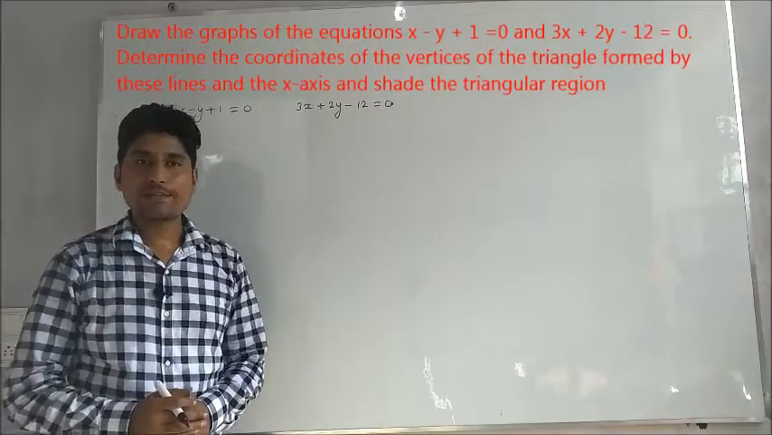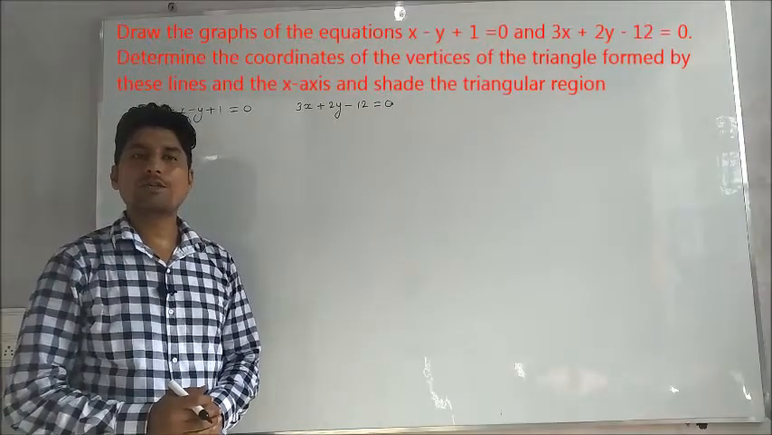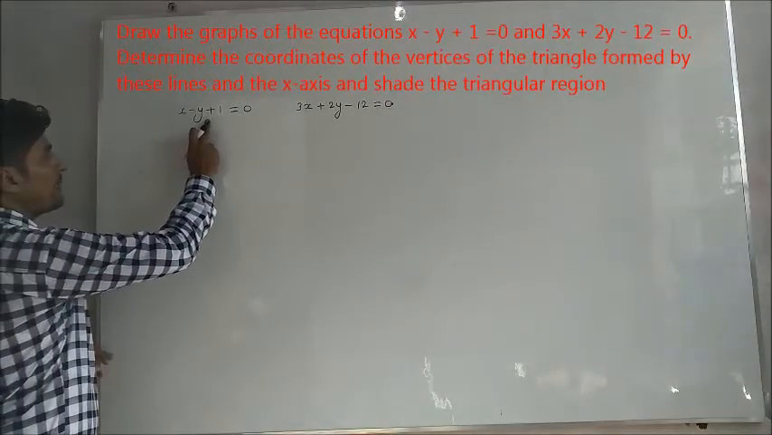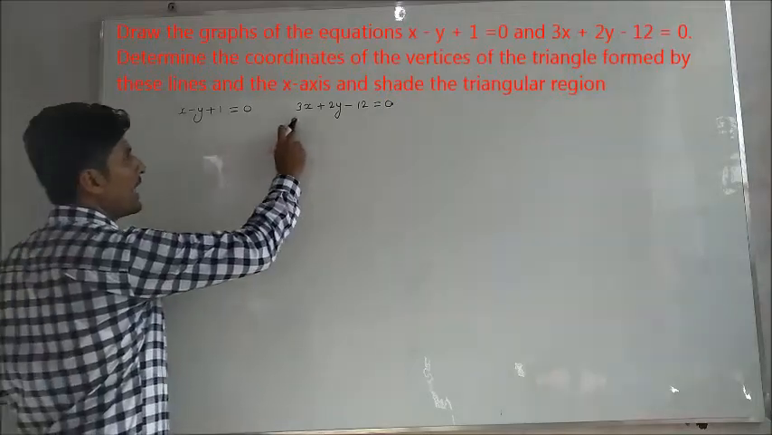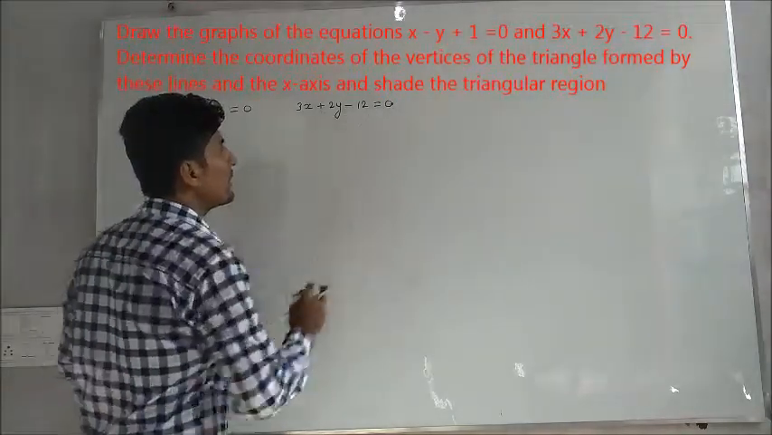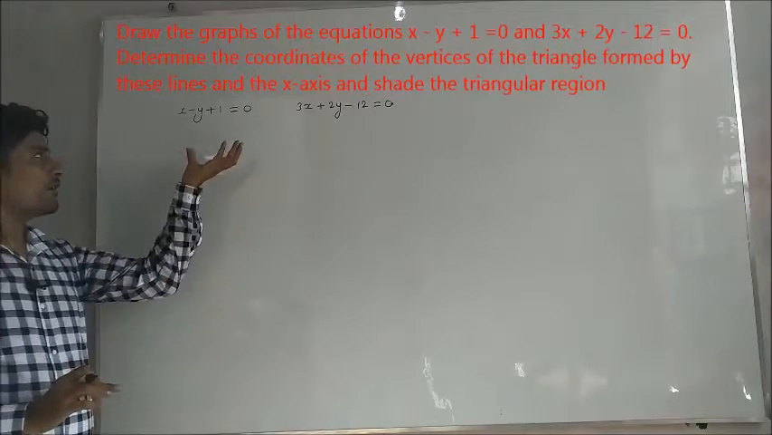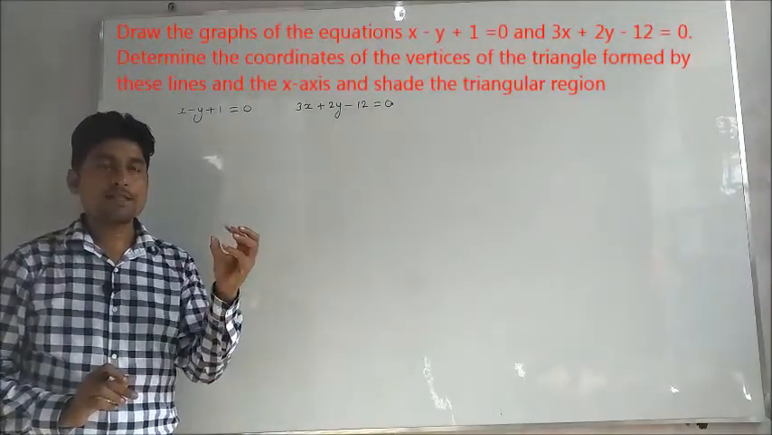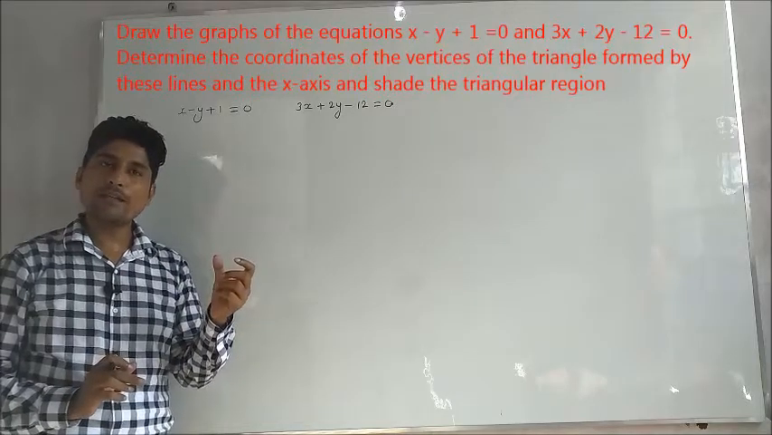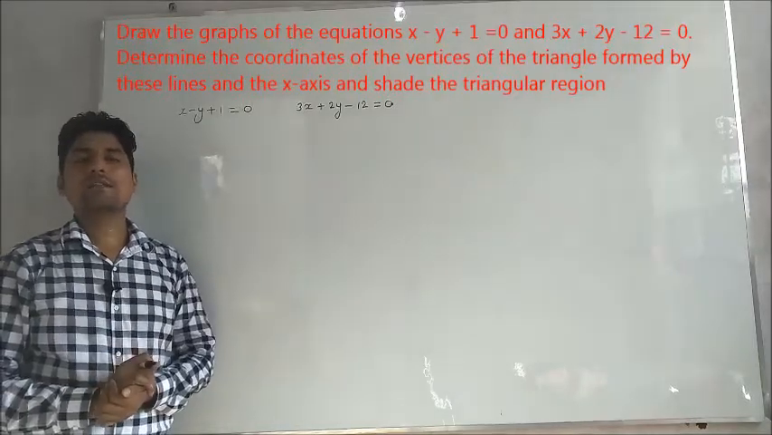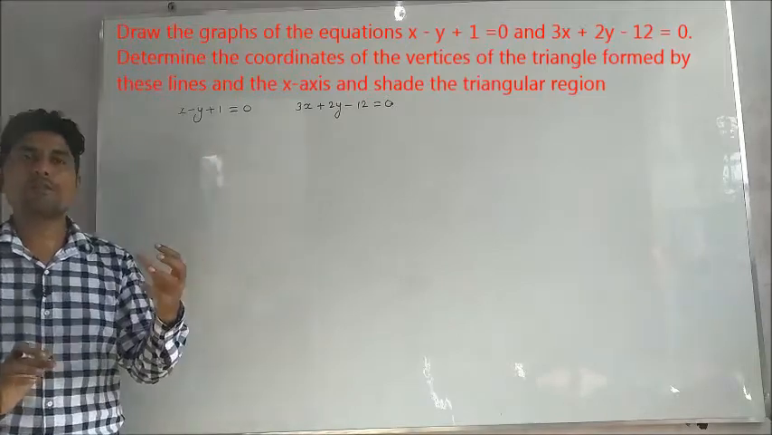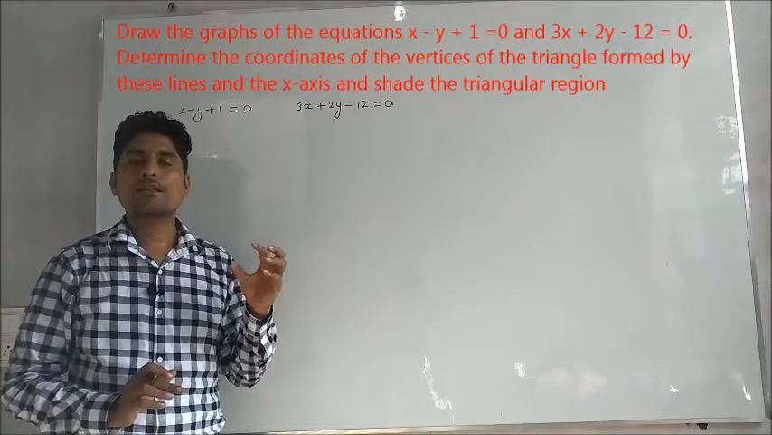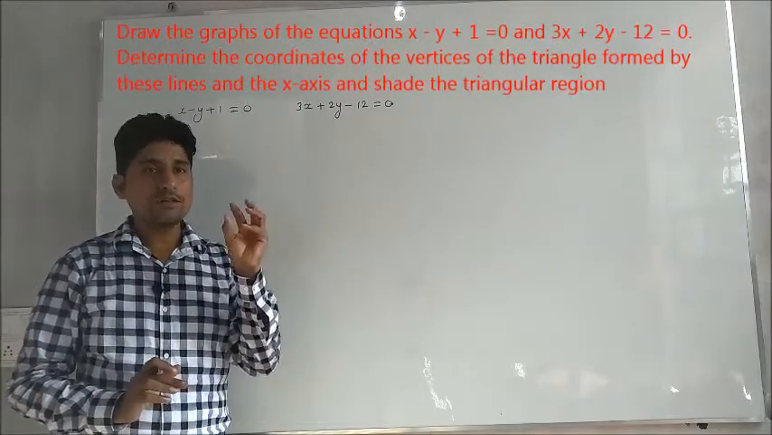Now let us see question number 7 of exercise 3.2. Draw the graph for x minus y plus 1 equals 0 and 3x plus 2y minus 12 equals 0. After drawing the graph, we have to find the vertices of the triangle formed by these lines and the x-axis. After finding the vertices, we have to shade the triangular region.